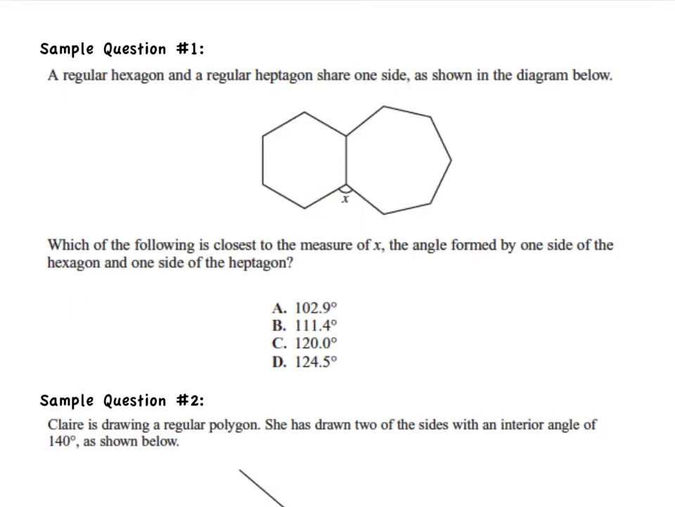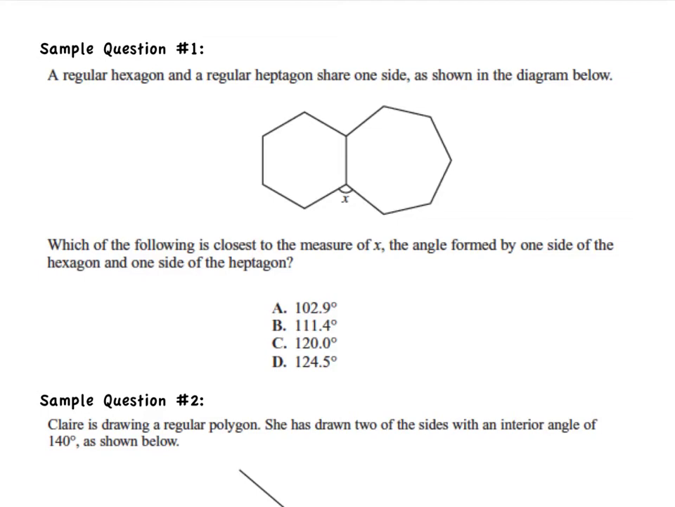Alright, so our first sample question says, a regular hexagon and a regular heptagon share one side as shown in the diagram. So they want to know what is the measure of angle x, the exterior angle there. Well, there's a couple of ways that you could solve this problem. You could figure out how many degrees are in each angle of each of those two, the hexagon and the heptagon.